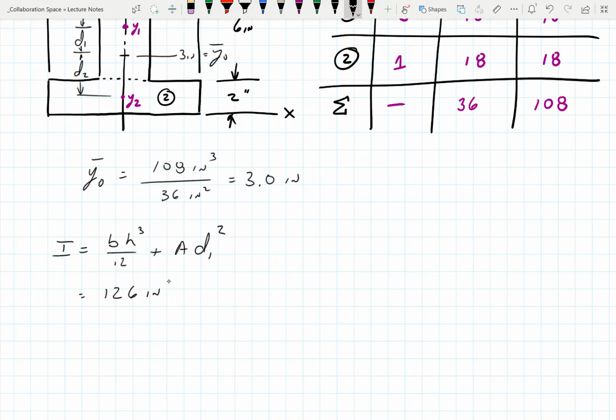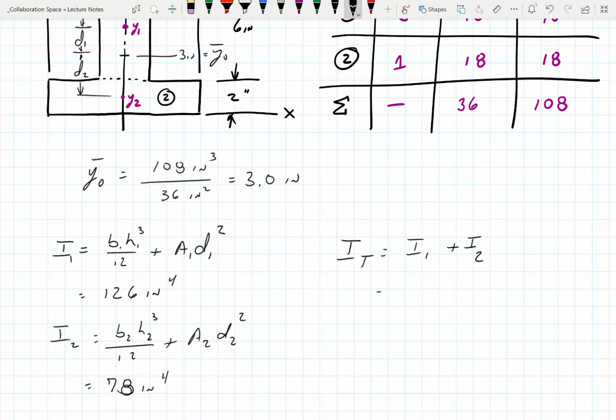We're going to get 126 inches to the fourth, and I2 will be base 2 h2 cubed over 12 plus A2 d2 squared, and that answer will come out to be 78 inches to the fourth. And that means I total is equal to I1 plus I2, and that should be 204 inches to the fourth. And that's our answer. So we need 3 inches and we need that.